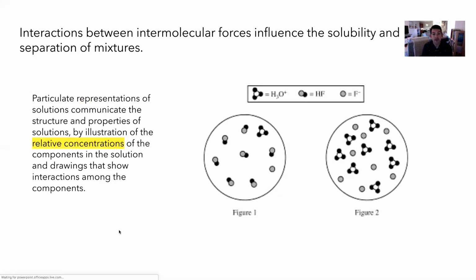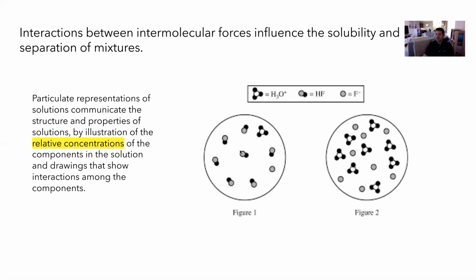Now the AP curriculum really likes these particulate representations of solutions. They communicate the structure and properties of the solutions, and the illustrations are going to show relative concentrations of the components in the solution. These pictures are from previous AP exams. Here we have 2 figures. We have the key, so they're going to give you that key.